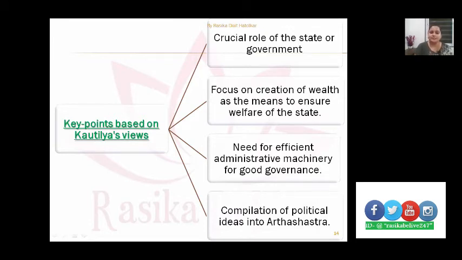So key points based on Kautilya's view are four: crucial role of the state or government, focus on creation of wealth as the means to ensure welfare of the state, need for efficient administrative machinery for good governance, completion of political ideas into Arthashastra.